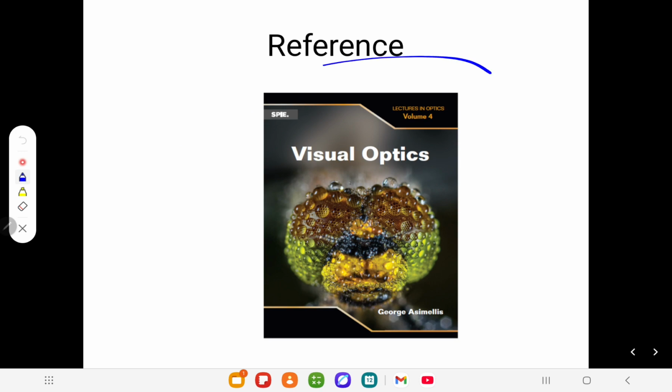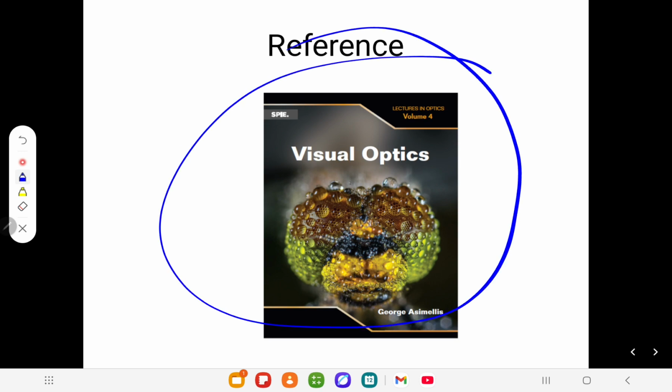Again, my reference is this. I'm sorry that I'm going slow, but I think it's very important as an optometry student to know visual acuity so well that you understand it to your bone.